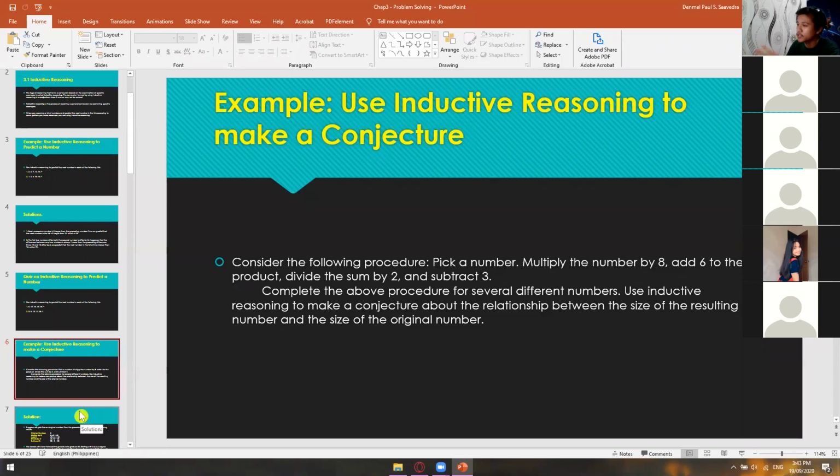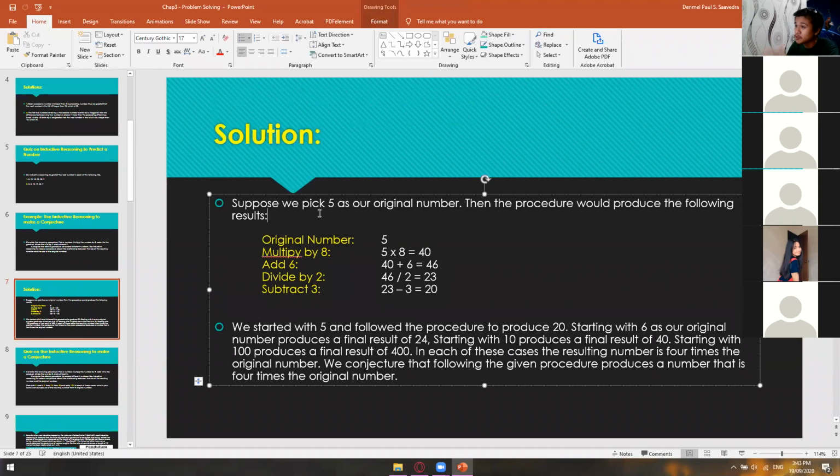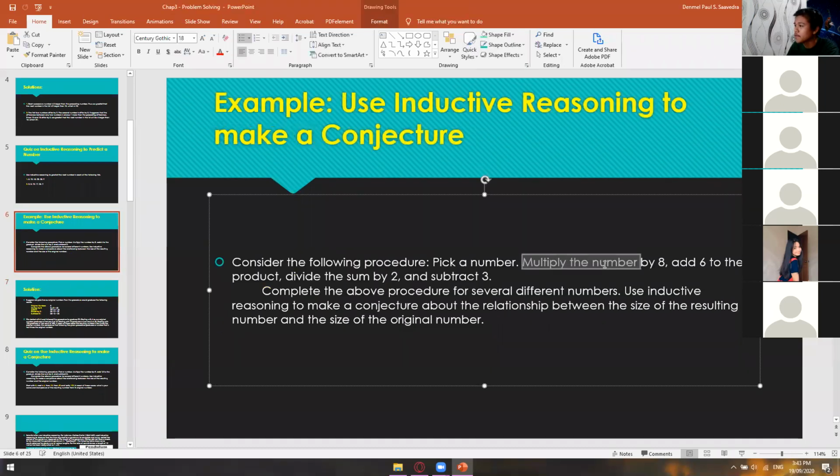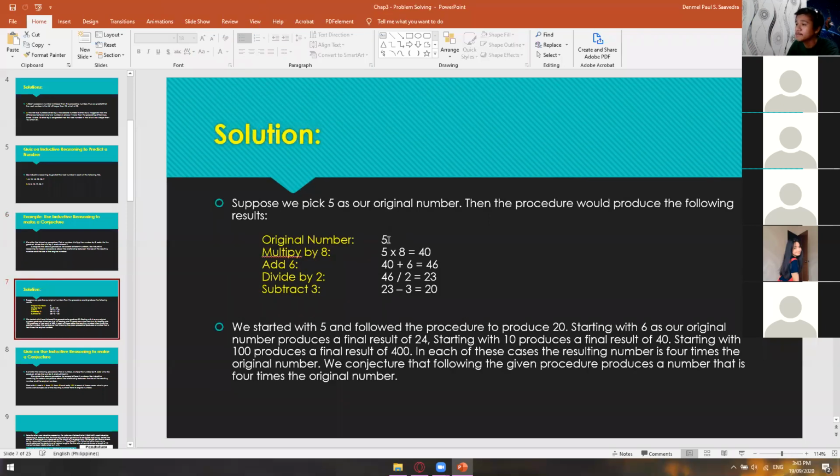So, we have a solution here wherein we started at an original number of 5. Okay? So, suppose we pick 5 as our original number, then the procedure would produce the following results. So, we just have 1, 2, 3, 4, 5 steps. So, this is the first one. Pick a number, first step. Multiply the number by 8, second step. Add 6 to the product, third, and then the fourth one, and then the fifth one. Okay? So, just follow that.